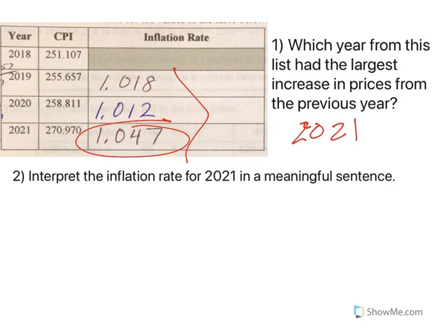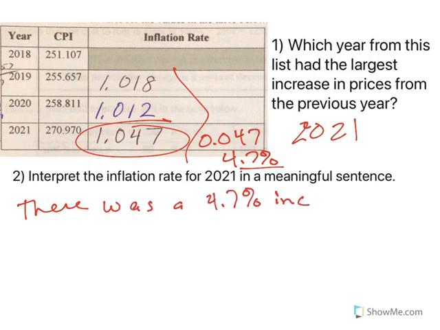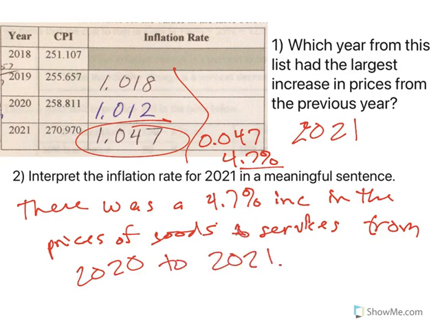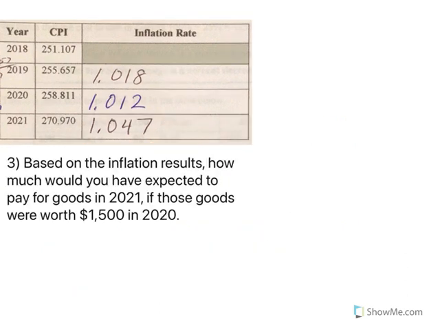Interpret the inflation rate for 2021 in a meaningful sentence. If we think about this, the increase is 0.047, as we talked about, which is 4.7%. So my meaningful sentence would be, there was a 4.7% increase in the prices of goods and services from 2020 to 2021. That's what this means: the inflation rate talks about the increase in prices of goods and services from year to year.